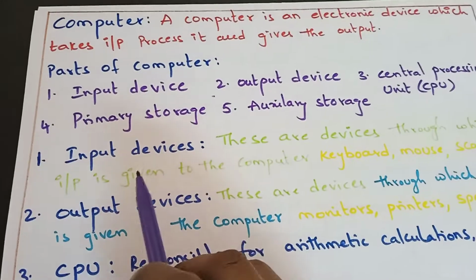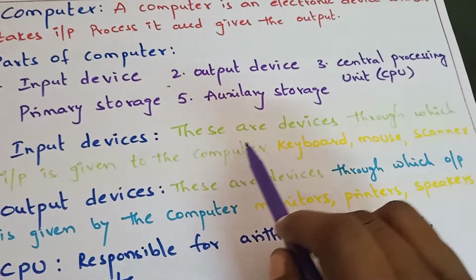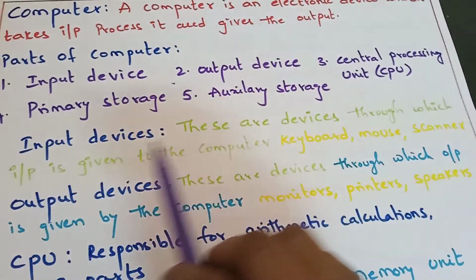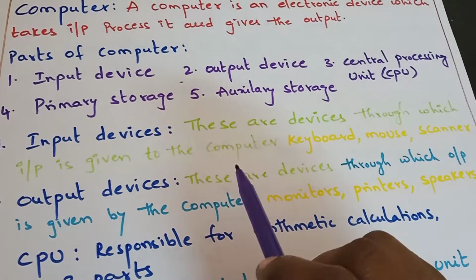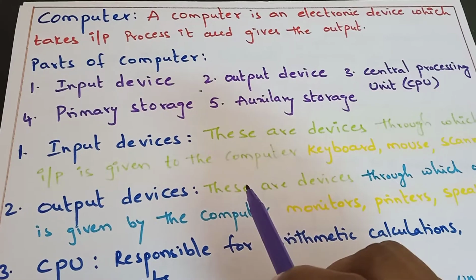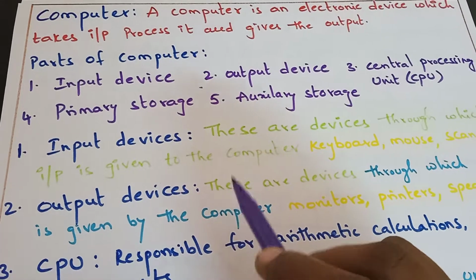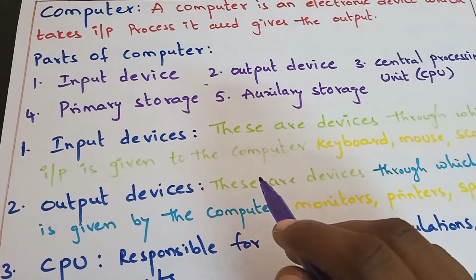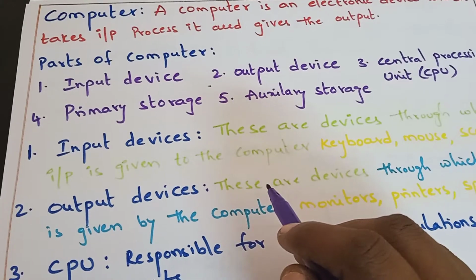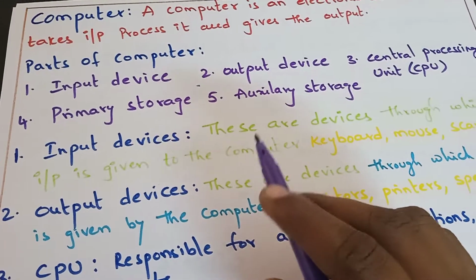Now let's look into the input devices. What do we mean by an input device? These are the devices through which input is given to the computer. Let us take that I have purchased a computer today. If I want to give any input, I cannot speak to the computer, because it is not a human who can understand. It is an electronic machine to which I have to pass the input.